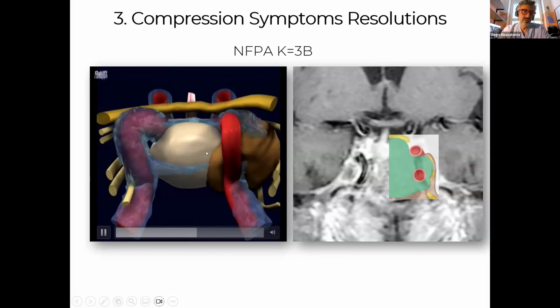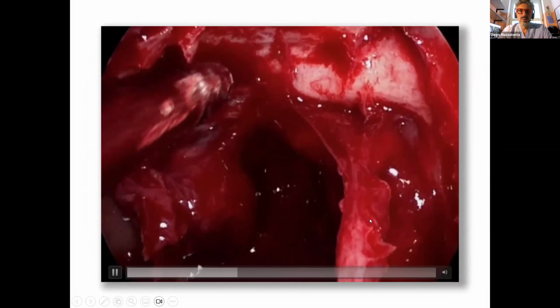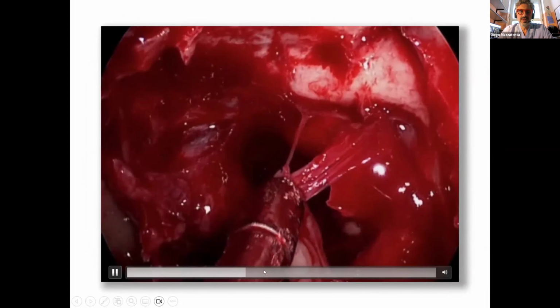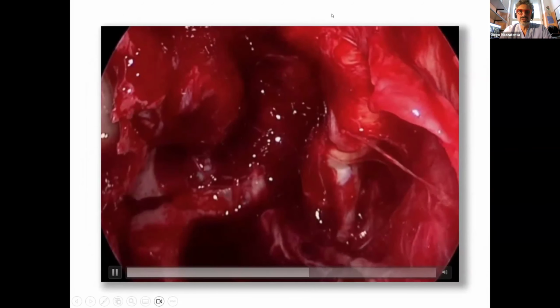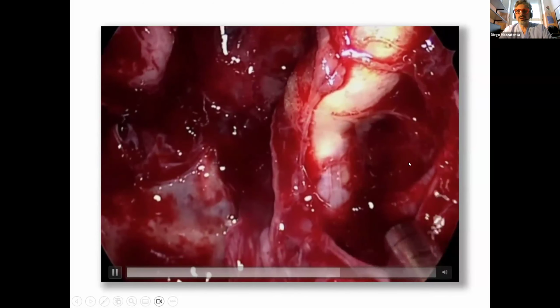We start removing the central part. We move laterally, opening also the lateral corridor. In this case, you can see the midline of your surgical field is in front of the internal carotid artery, which you have to manage. This is the medial corridor.